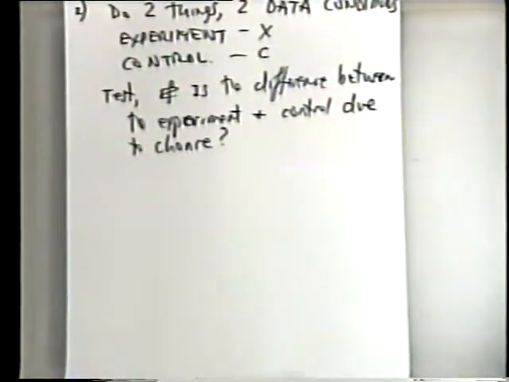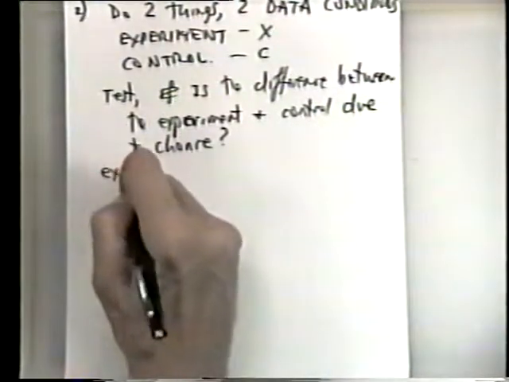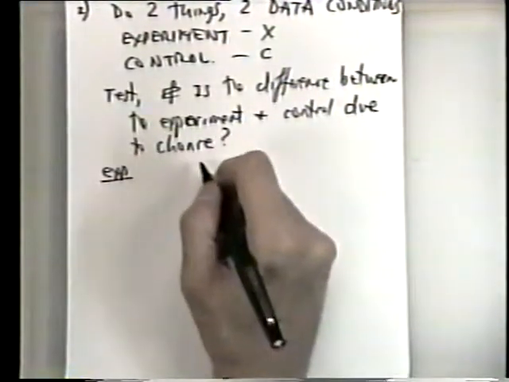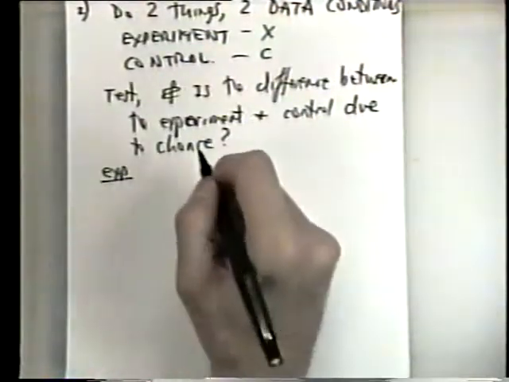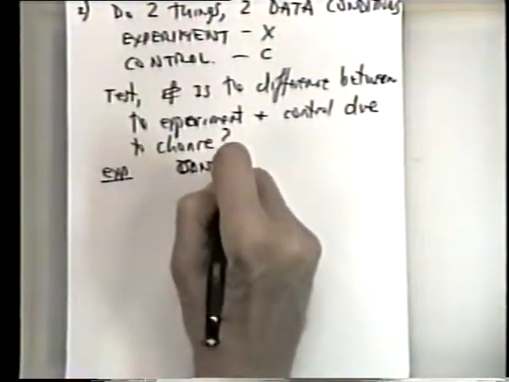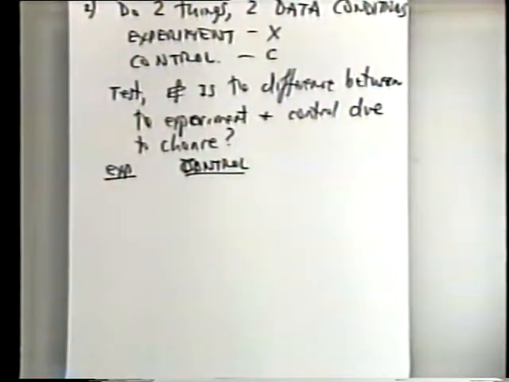So how do we do that? Well, now we just have data measurements from the experiment, from either the experiment or the control. So we have nothing that is known in some absolute sense.